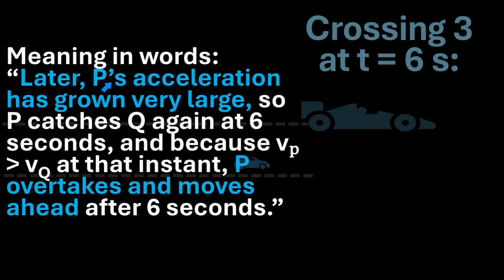This means that P's acceleration has grown very large. So P catches Q again at time t is equal to 6 seconds. And because the velocity of P is greater than the velocity of Q at that instant, P overtakes and moves ahead after 6 seconds.